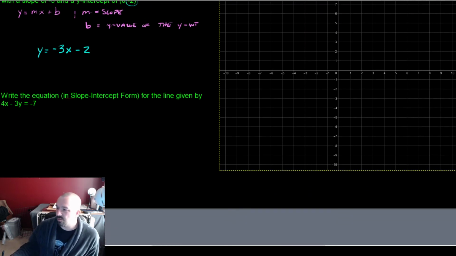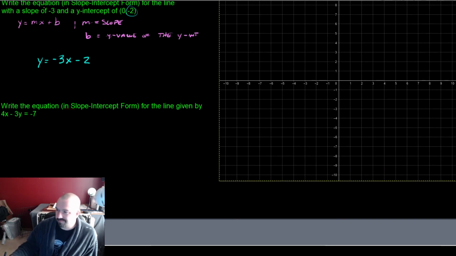Write an equation in slope-intercept form for the line given by this horrible mess. I always say horrible mess, but it's not too horrible, I guess. However, notice that we just have a y equals in our slope-intercept form. That means essentially what we're going to do is solve this for y, just like we would any other equation. So solve for y.